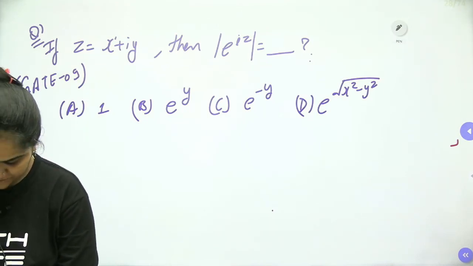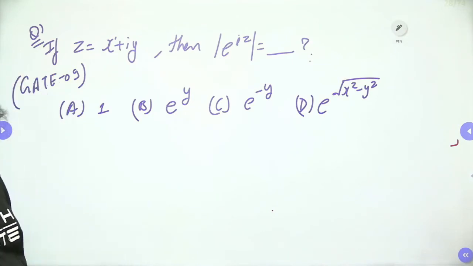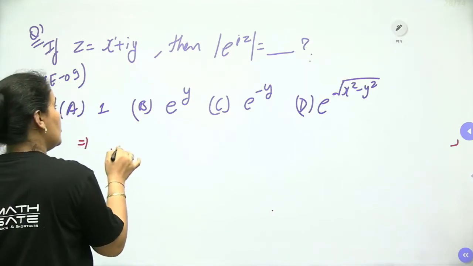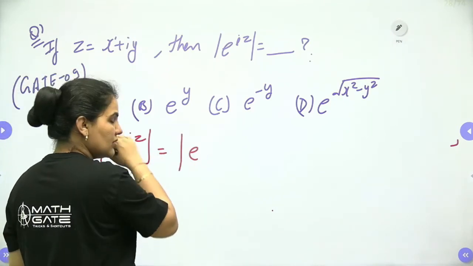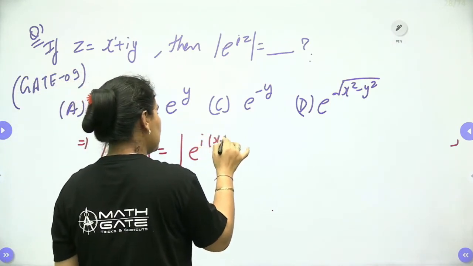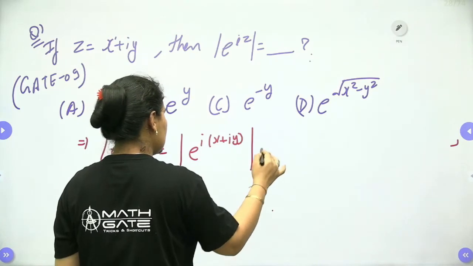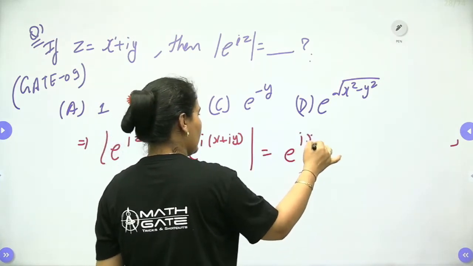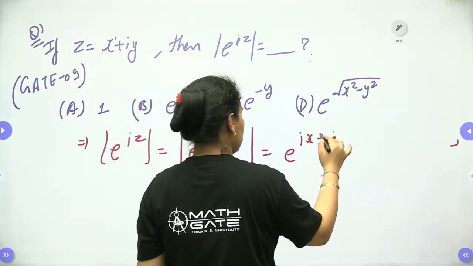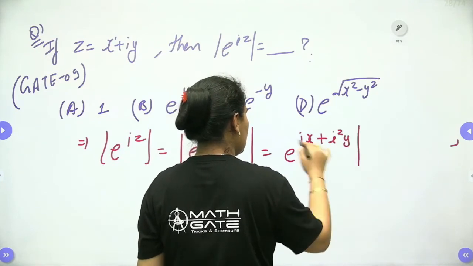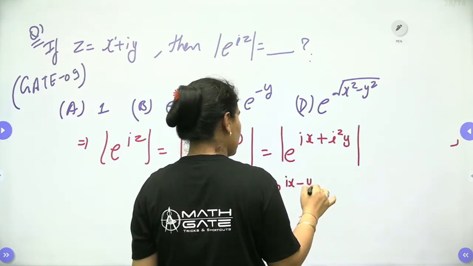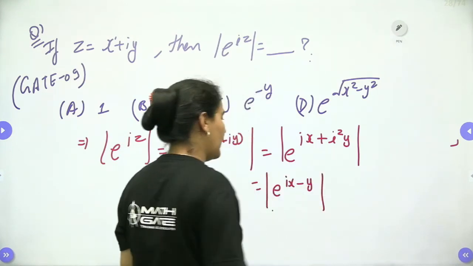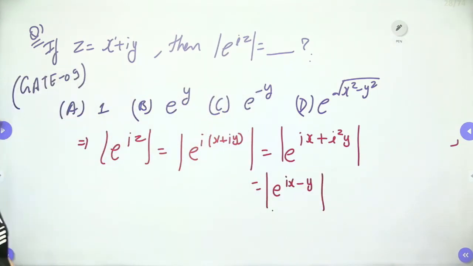Let's approach it. We want mod of e to the power iota z. So you can say e to the power iota into x plus iota y. You can say it is e to the power iota x plus iota square into y, and you can say it is e to the power iota x minus y. So we have to find out the mod of this quantity.